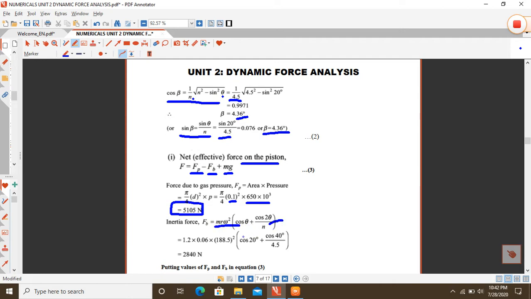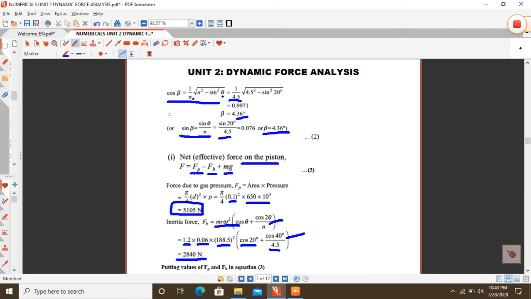Now second, the inertia force, the formula is m r omega square into cos theta plus cos 2 theta by n. M is known to us, that is 1.2 kg. R is given, that is 60 mm, that is 0.06 meter. Omega we have calculated, that is 188.5 squared. Now cos 20 degree plus cos 2 into theta, that is cos 2 into 20, that is cos 40 degree, upon small n, that is 4.5. So putting all these values and solving, it comes out to be 2840.